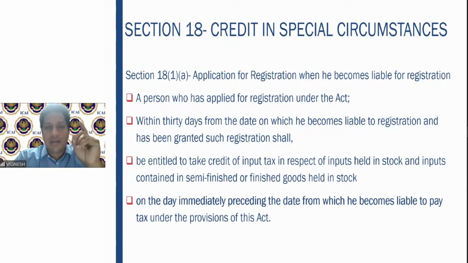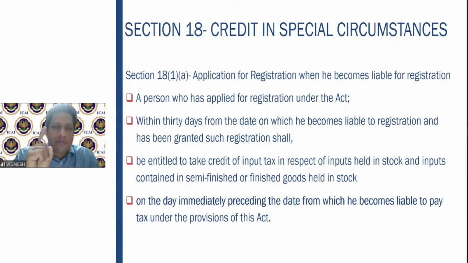But there's a condition here that he has to apply for registration within 30 days from the date on which he becomes liable for registration. Fine. So that was your section here. So therefore, let us now look at the section. Application of registration where he becomes liable for registration. So a person who has applied for registration under the Act within 30 days from the date on which he becomes liable for registration.